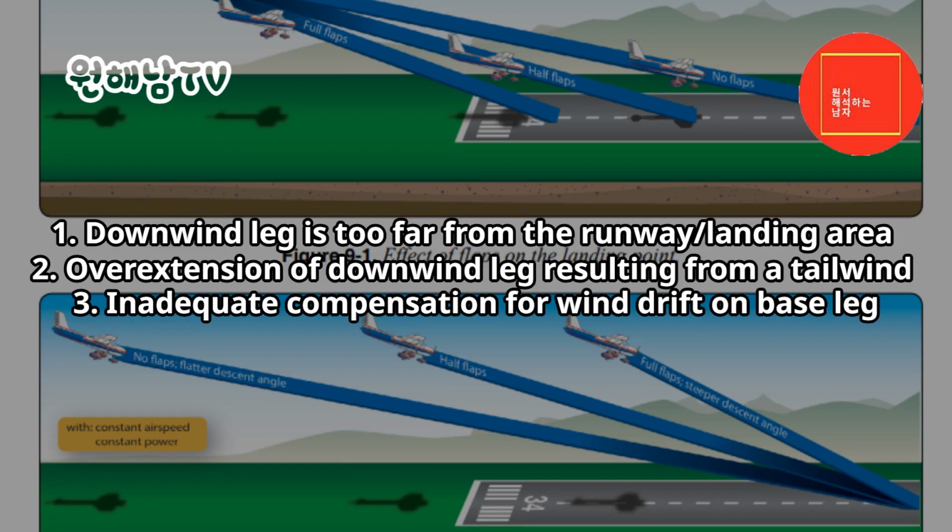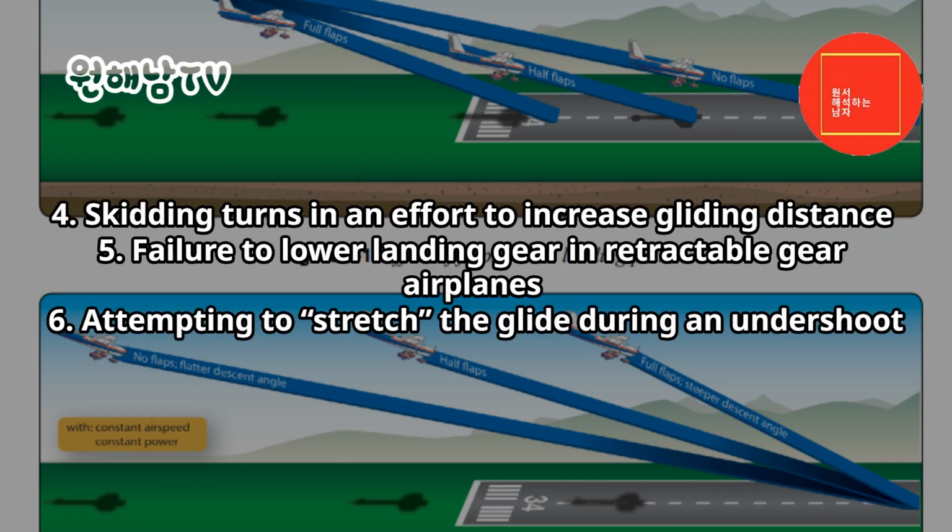Common errors. Common errors in the performance of power off accuracy approaches are: 1. Downwind leg is too far from the runway landing area. 2. Overextension of downwind leg resulting from a tailwind. 3. Inadequate compensation for wind drift on base leg. 4. Skidding turns in an effort to increase gliding distance. 5. Failure to lower landing gear in retractable gear airplanes.